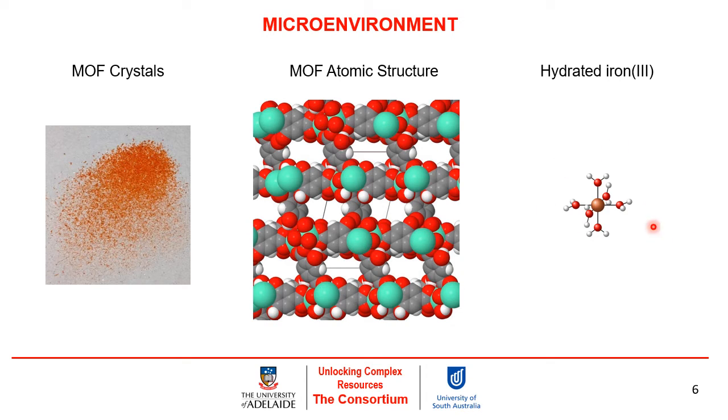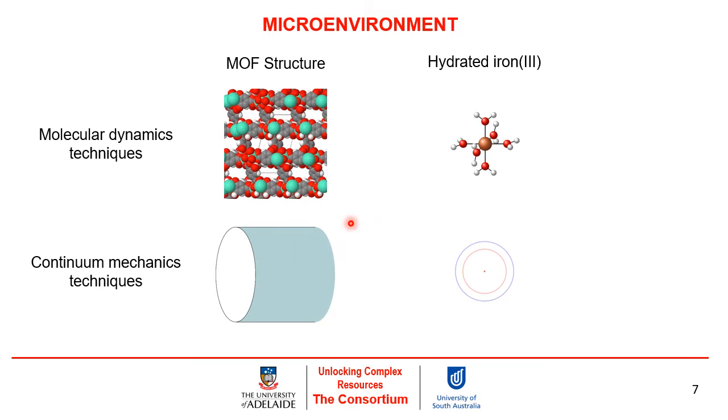And on the far right, we have what is called a hydrated iron 3, where we have our iron in the center and water surrounding it. And we want to know, how does iron 3 interact with the crystal? There are two ways of calculating the interaction energy and forces between the crystal and the hydrated iron.